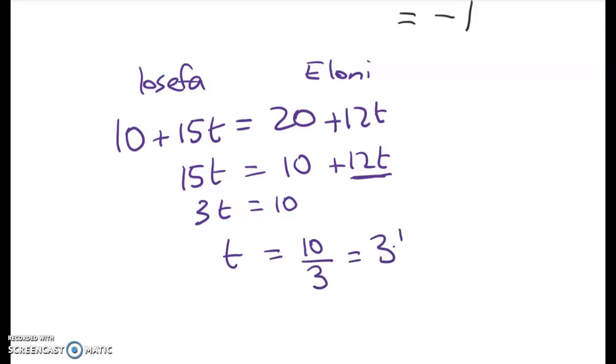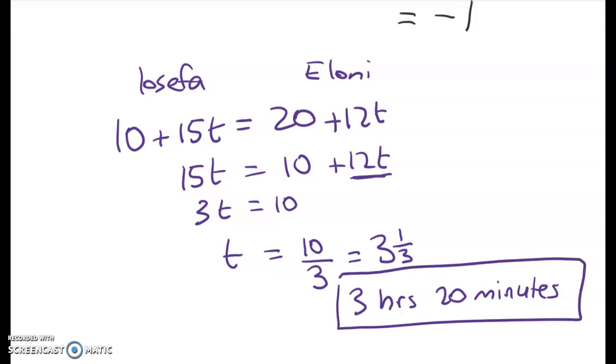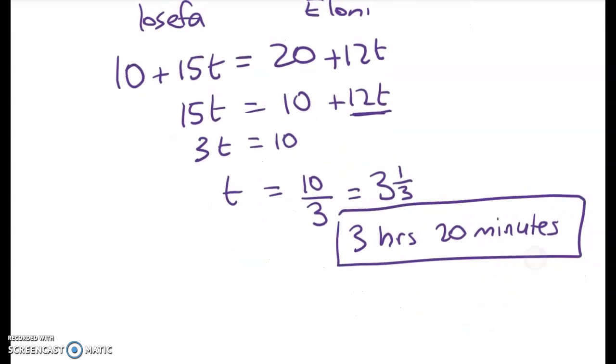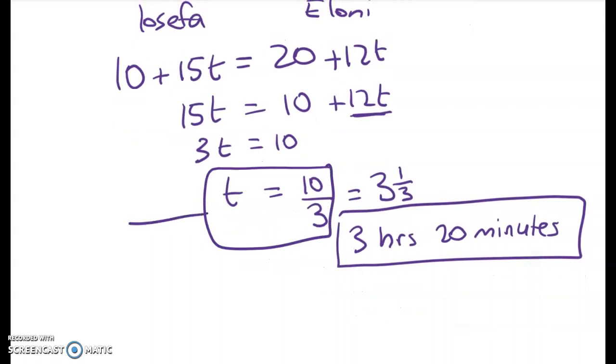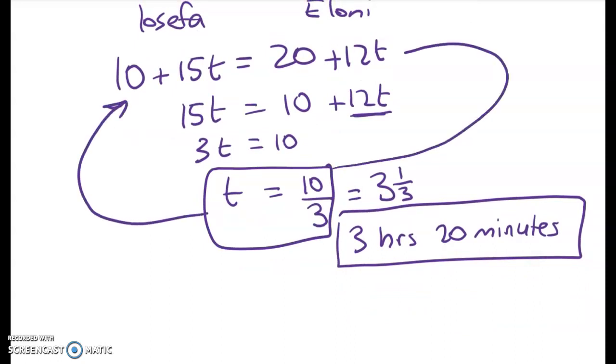So that's 3 hours and 20 minutes. I'm assuming that they get paid by the minute, which is possibly not a great assumption, but it fits with having drawn the line all joined up. So what pay do they get when they work that number of hours? Well, I can now take this number and put it back into Josefa's pay equation or Eloni's. It doesn't matter because it's going to be the same.